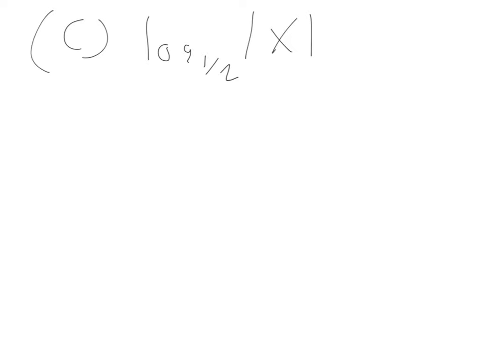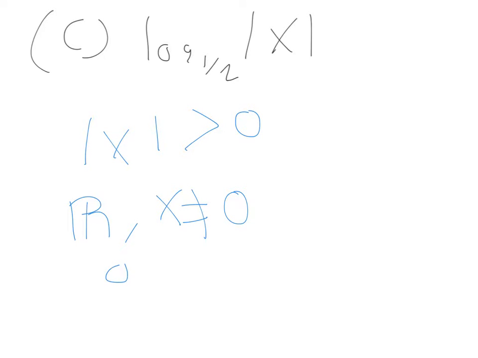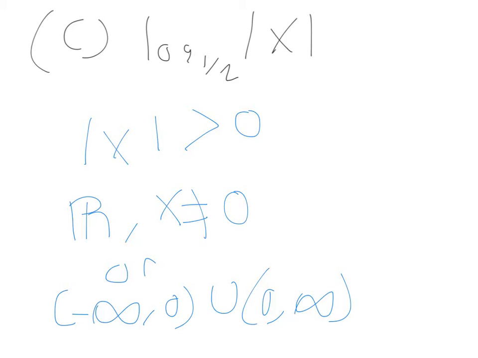For part C, log base 1/2 of the absolute value of x. You have to find where the input is greater than 0. Now, if you notice, absolute value is always greater than 0 at every value except for 0. So the domain would be all the real numbers except that x cannot be 0. Or, to use interval notation, from negative infinity to 0, union with from 0 to infinity. All it does is skip over the x value of 0.